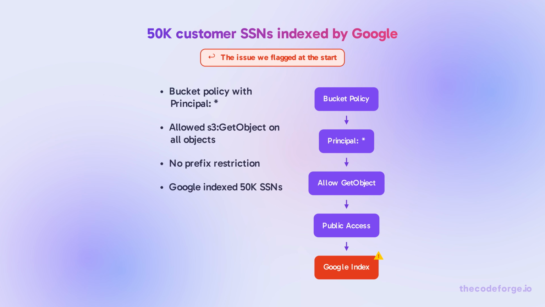This is the same issue we highlighted at the start. Here's exactly why that happened. A data engineering team set principal to star in a bucket policy to quickly share a file. They forgot to remove it. The policy allowed anonymous getObject on every object. Within 48 hours, Google had indexed the bucket, exposing 50,000 customer records including SSNs.